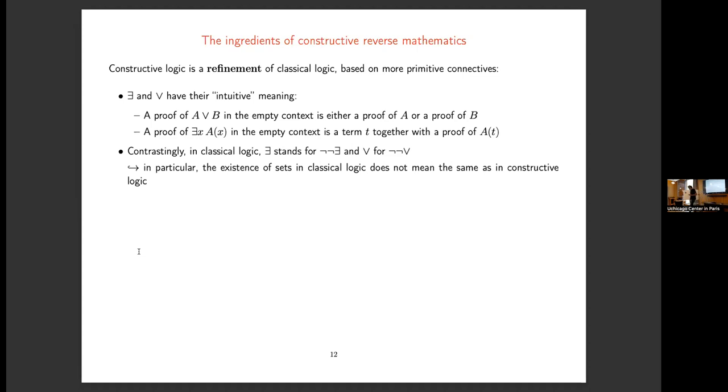Contrastingly, in classical logic, because there is the excluded middle, when I say either or, or when I have a proof of a disjunction, in practice it doesn't mean that one side is chosen or one witness is obtained. Basically, it means there is no contradiction in assuming the existence, or in assuming that one side or the other of the disjunction holds. So it's a weaker statement. In this sense, classical logic is a logic where you have only these connectives, while constructive logic has extra connectives, exists and or, with their intuitive meaning. You can say here I have a witness, something you cannot say in classical logic. This is why I said the existence of a set in classical logic does not mean the same as in intuitionistic logic. It means absence of contradiction in assuming the existence.